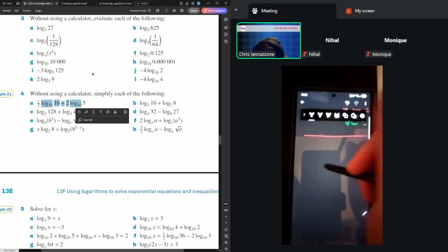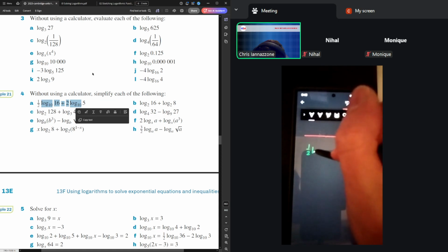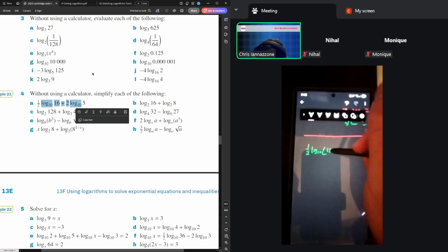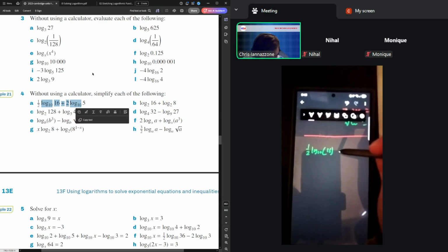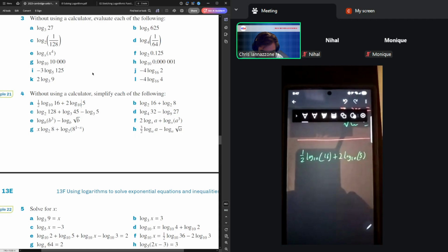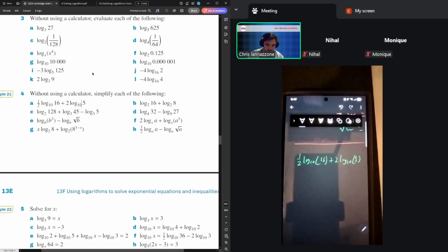So for A, we've got half log 10 of 16 plus 2 log 10 of 5. All we're trying to do is simplify this all the way down into one nice final number, or final logarithm. What could we start doing? You've got the screenshot of all the log laws and identities that you could potentially be using.